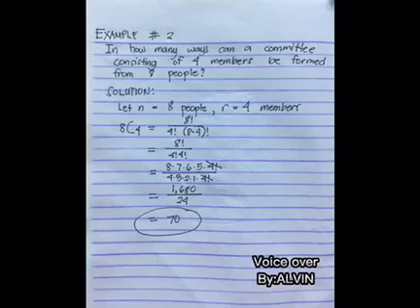Example 2. In how many ways can a committee consisting of 4 members be formed from 8 people? Solution. Let n is equal to 8 people, r is equal to 4 members. 8C4 is equal to 8 factorial over 4 factorial times 8 minus 4 factorial, which is equal to 8 factorial over 4 factorial and 4 factorial, which is equal to 8 times 7 times 6 times 5 times 4 factorial over 4 times 3 times 2 times 1 times 4 factorial, which is equal to 1,680 over 24, which is equal to 70.